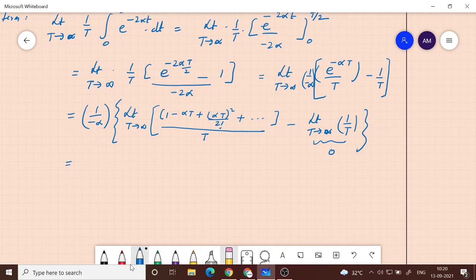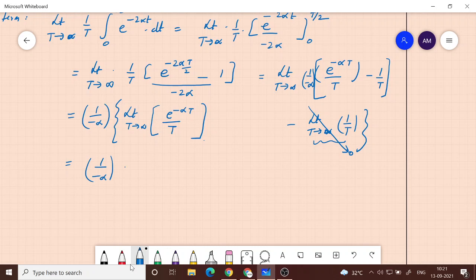So the second term is 0, and this limit, let me just go back, e raised to minus alpha t by t. Here I would like to apply L'Hospital rule. So this is 0, 1 by t as t goes to infinity, that is 0, no confusion. But this one I would like to apply L'Hospital rule. So 1 by minus alpha into limit t tends to infinity.